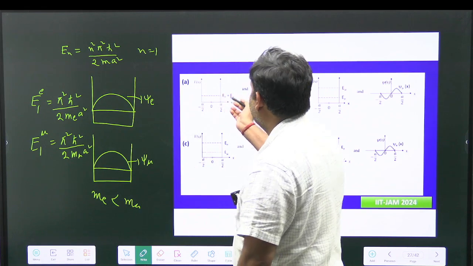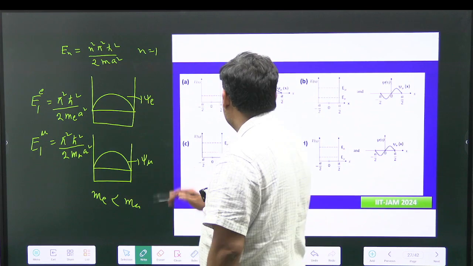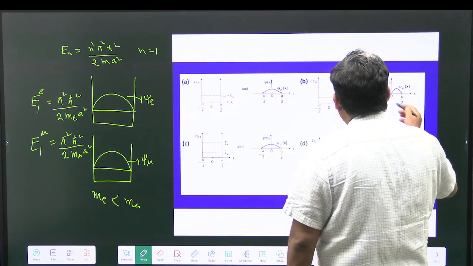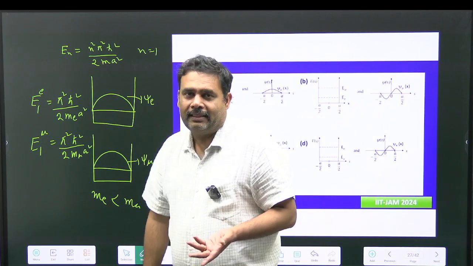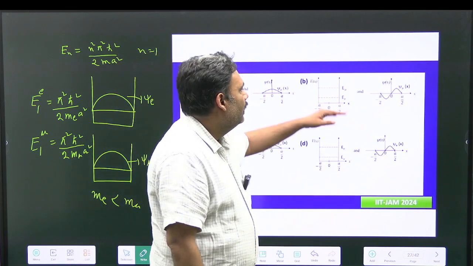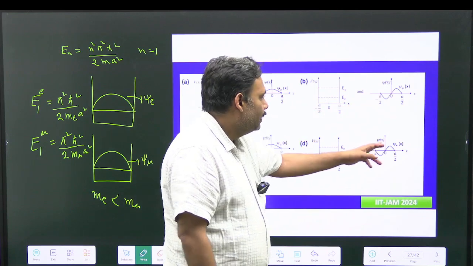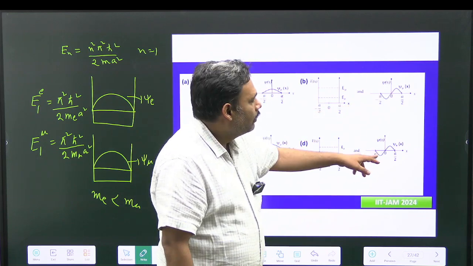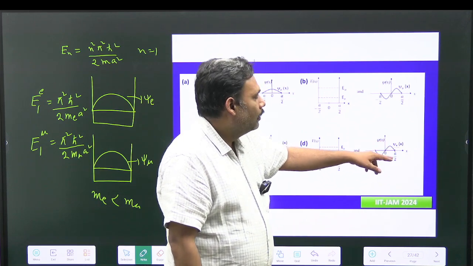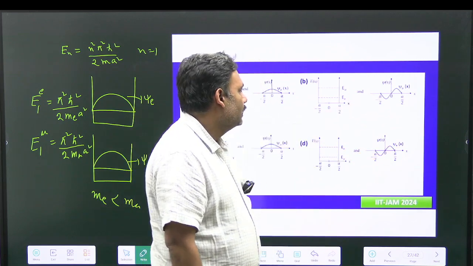In the first option, the energy of electron and muon is the same, which is not correct because the masses are different. So this is not correct. And it is given as sine 2 pi x, which is the wave function for the first excited state. So this is not correct. Here the energy of muon and electron is different, but the wave function is not correct. Here also the wave function is not correct, because the ground state wave function for the muon and electron will be the cos function. So this is a sine function, which will be the first excited state.